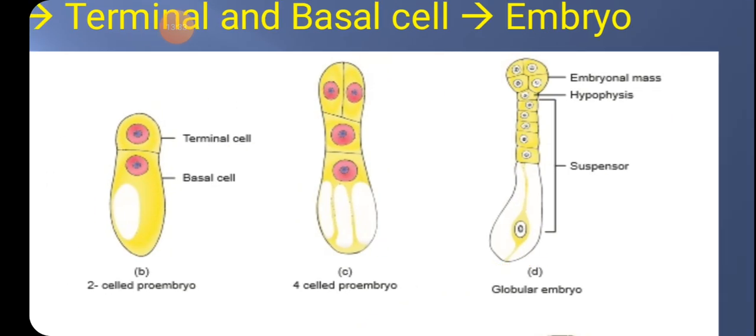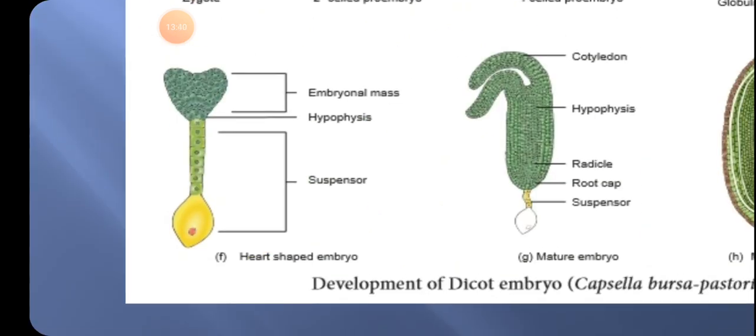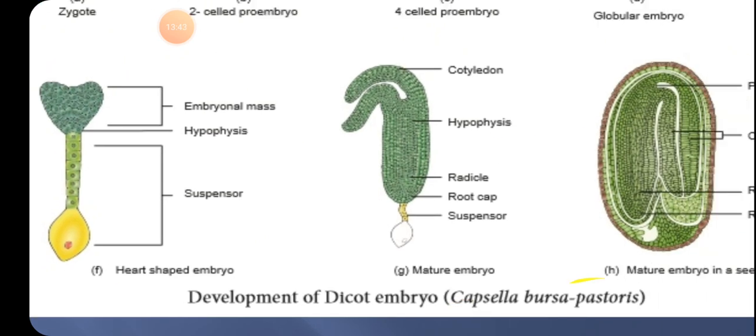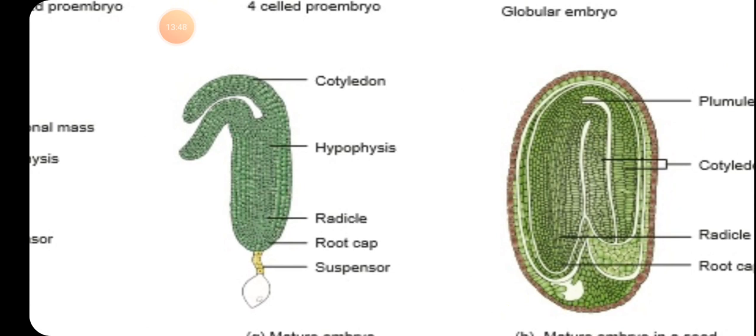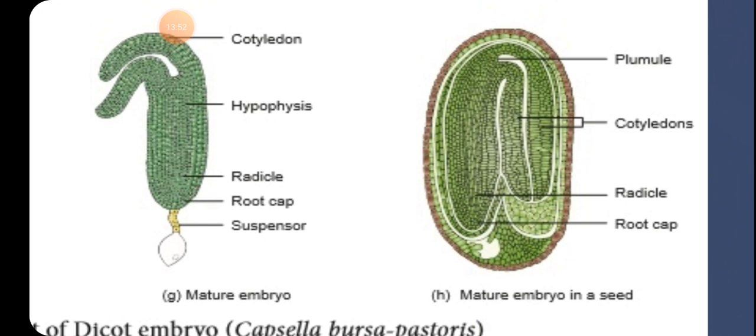Two cells are formed. After that the upper cell is divided into two, and the lower cell is also divided into two. Continuously the cells divide into many cells, so that it undergoes a globular stage, the heart stage, the heart-shaped embryo, and the matured embryo. At the final stage, you see what things are present inside the embryo. That is a matured embryo in a seed. Inside the seed, a matured embryo, how it is organized and what parts are present inside.